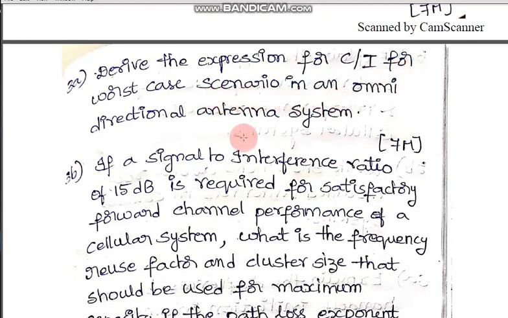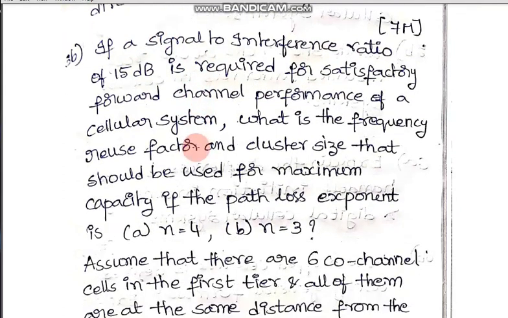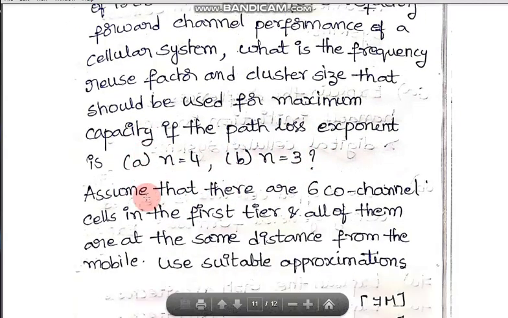And coming to the second chapter, derive the expression for C by I ratio for the worst case scenario in an omnidirectional antenna system for 7 marks. And again a huge problem is given: a signal to interference ratio of 15 decibels is required for a satisfactory forward channel performance of a cellular system. What is the frequency reuse factor and cluster size that should be used for maximum capacity, given the path loss exponent? Two options are given here: N equal to 4 and N equal to 3.